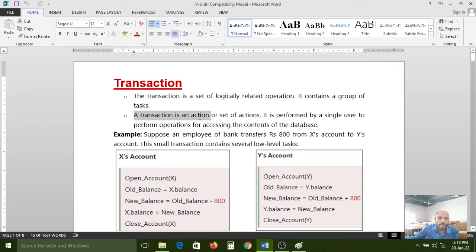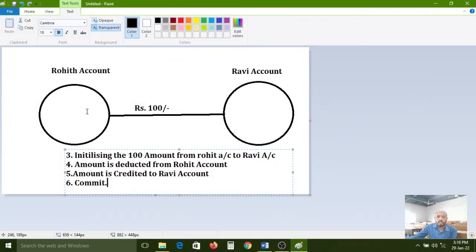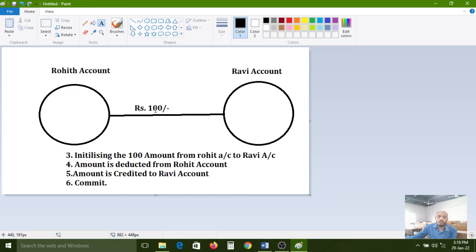A transaction is an action or set of actions performed by a single user. Here, Rohit is performing this operation, one user, because Rohit wants to transfer 100 rupees from his account to Ravi's account. So one transaction is initiated by Rohit. That's why one transaction is done by one user only.